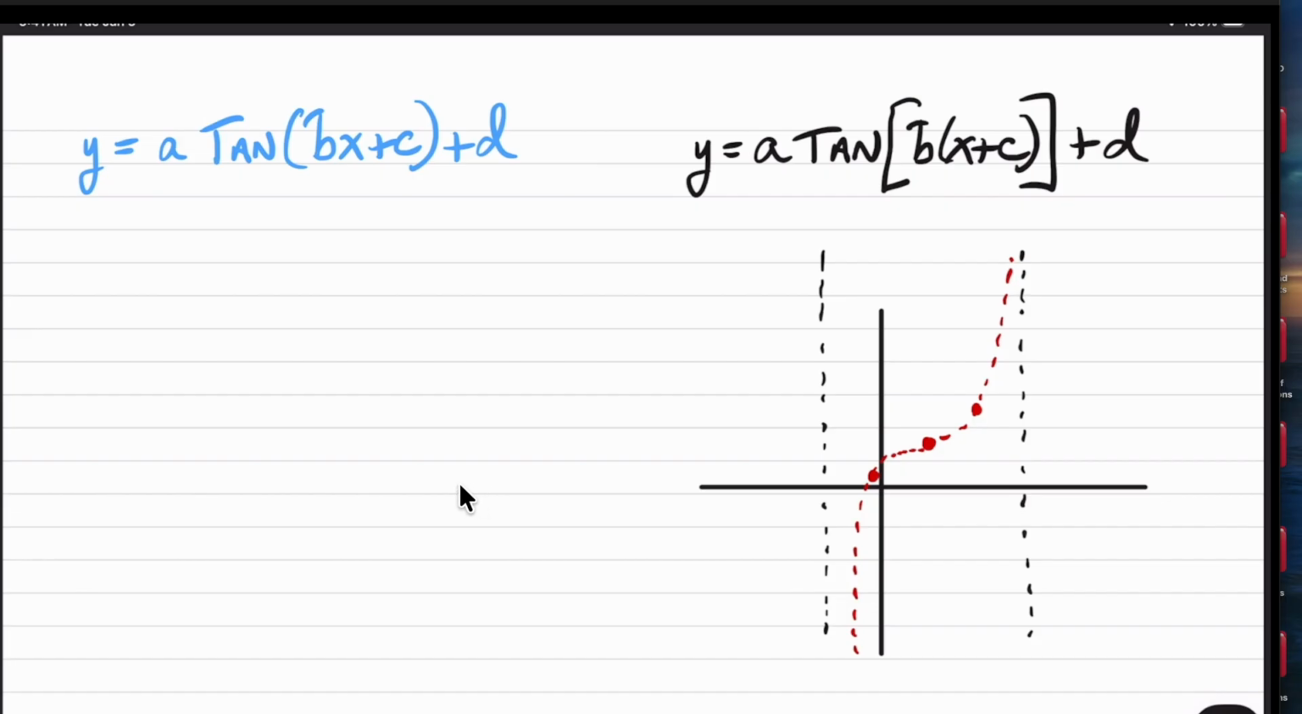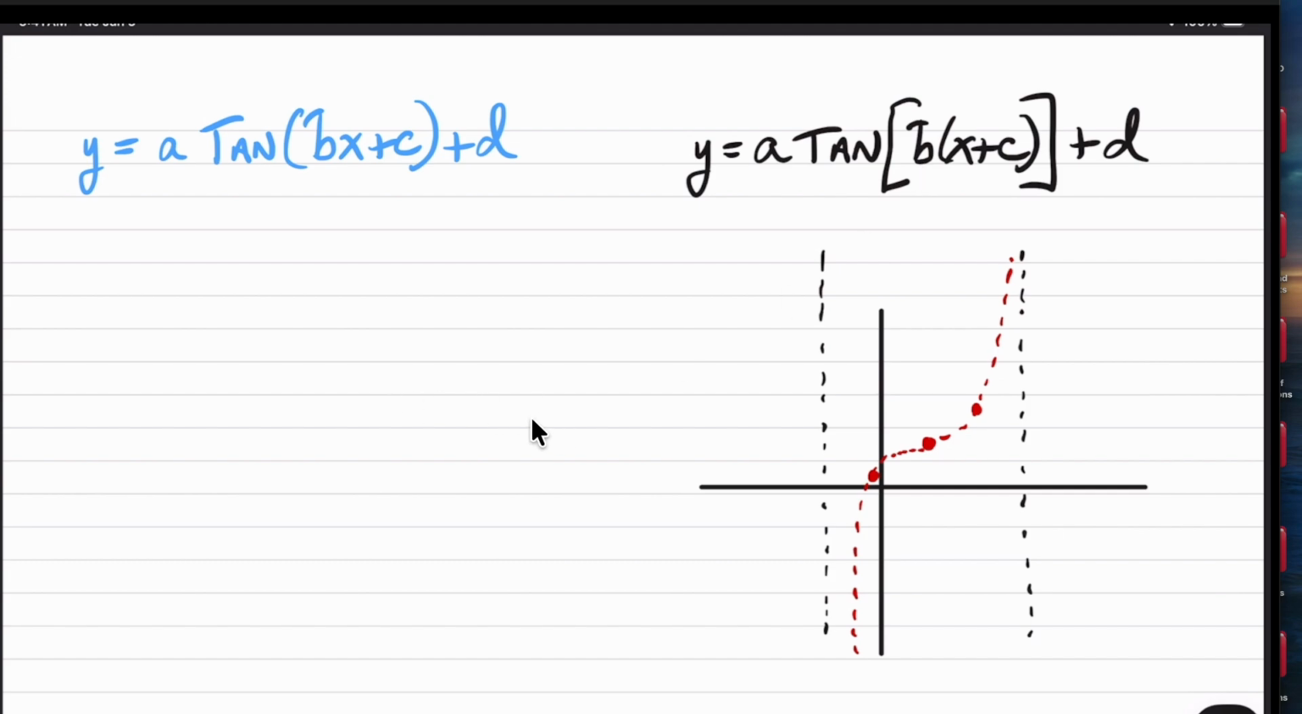When I graph tangent and cotangent functions, I like to have the equation in this format, where you have the b value with the x inside the parentheses. But as we'll see in this video, as we extract data from the graph to create an equation, we're going to use this format. We're going to get our b value and we're going to place that as the GCF.